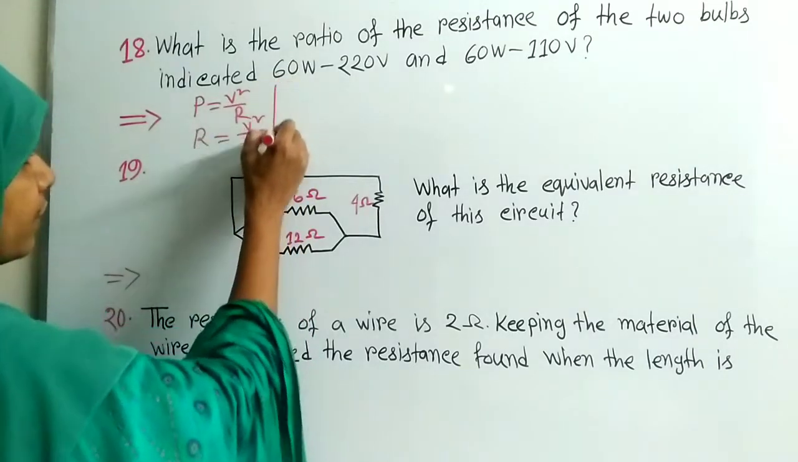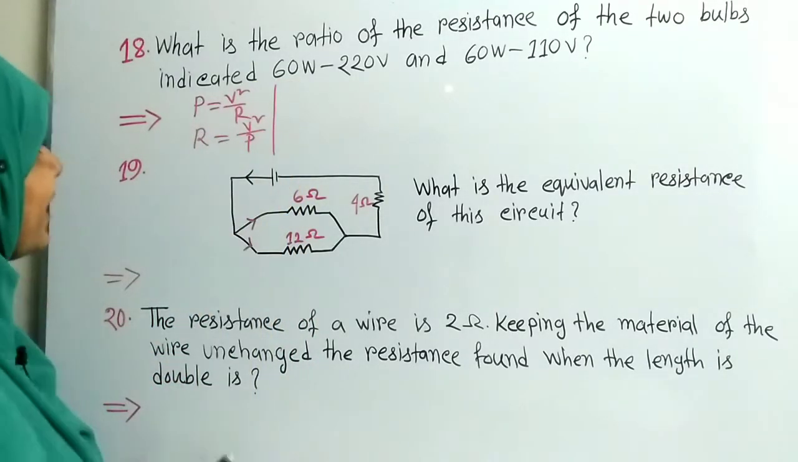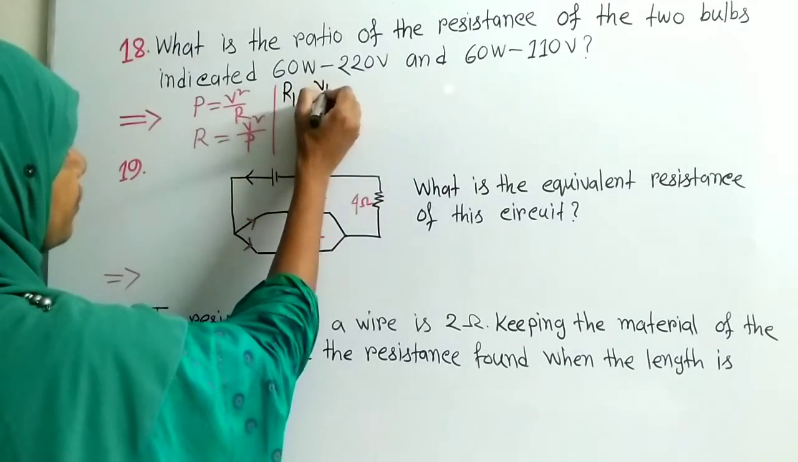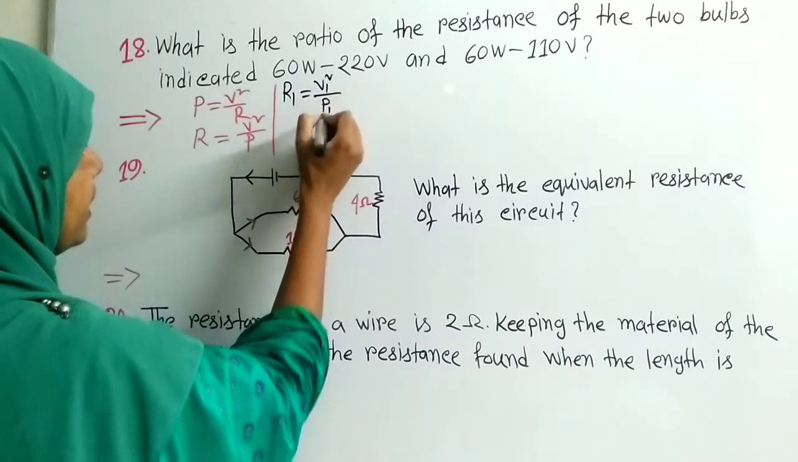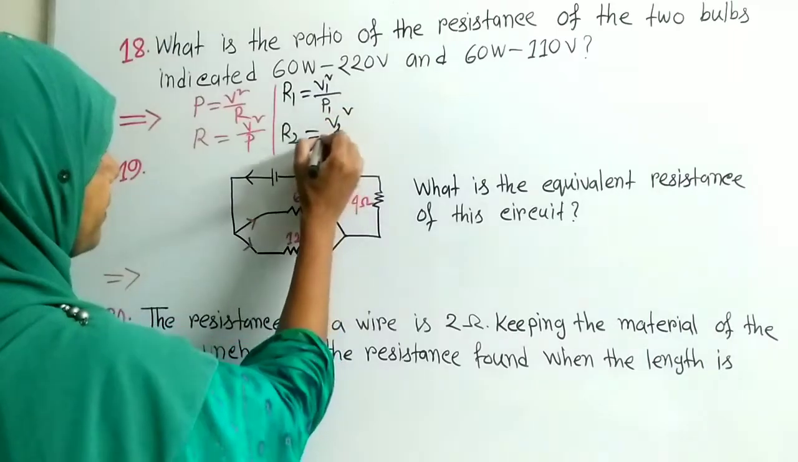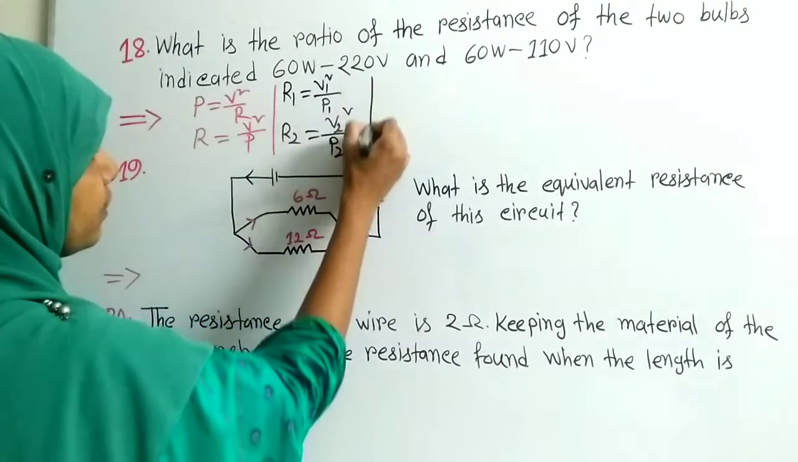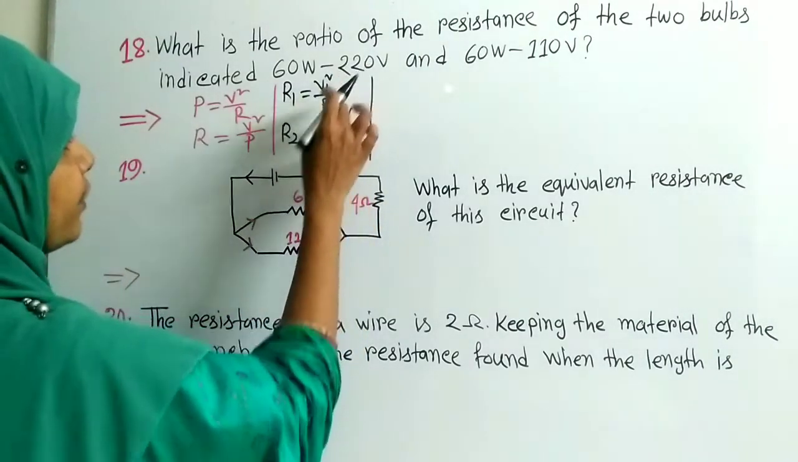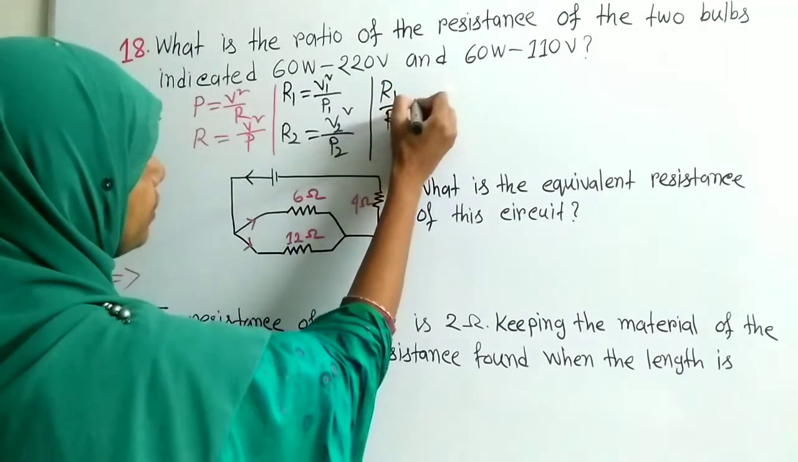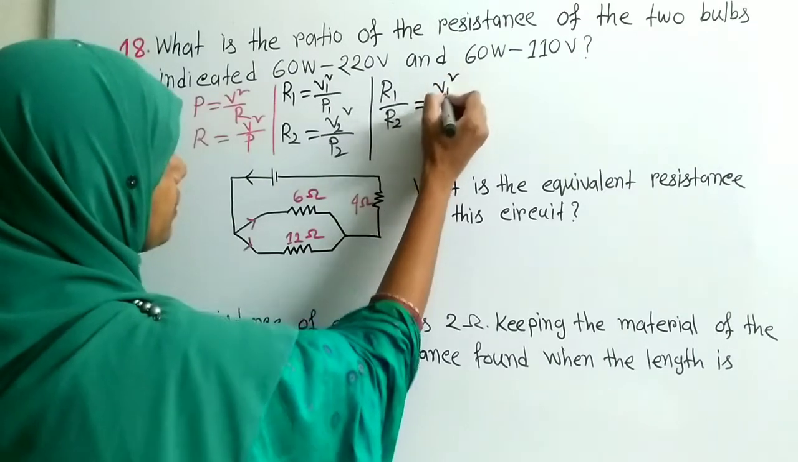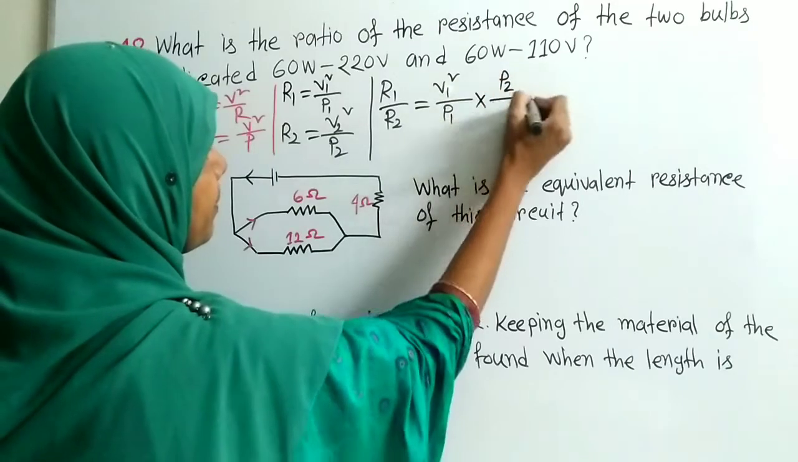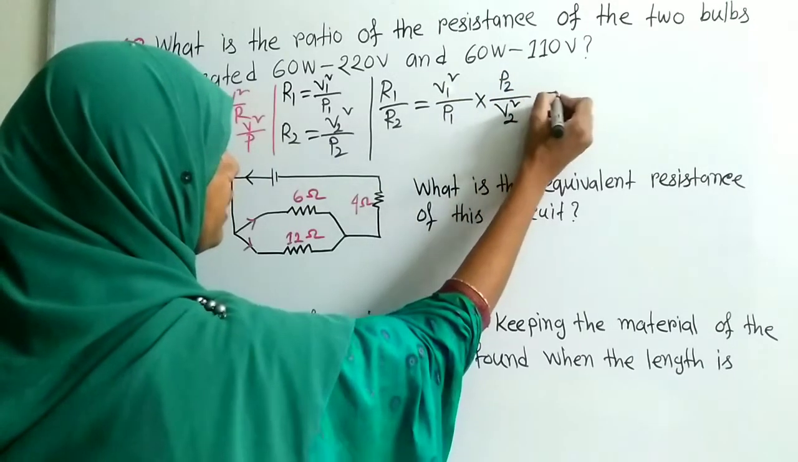Now for R1 resistance we can write that R1 is equal to V1 square by P1, and for R2 that is V2 square by P2. Now if we divide R1 by R2, then we will get R1 divided by R2 is equal to V1 square by P1 into P2 by V2 square.